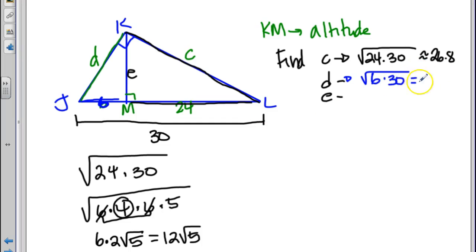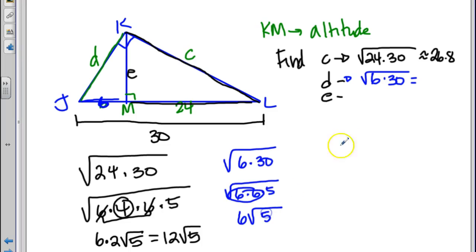So if we multiply together, this is the square root of 180, but look at this. 30 is 6 times 5. Bam, perfect square again. 6 comes out, 5 stays in. Or, if you pop it on your calculator, it's about 13.4.